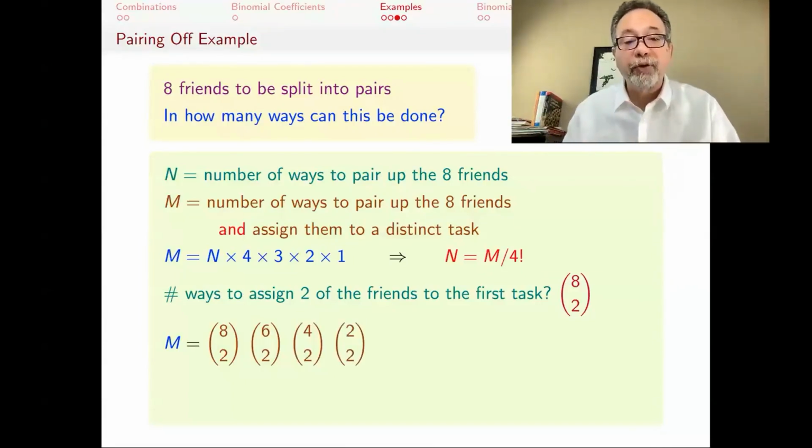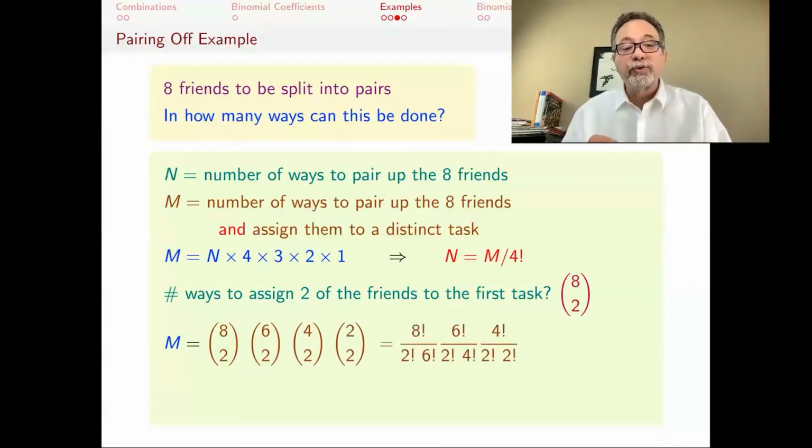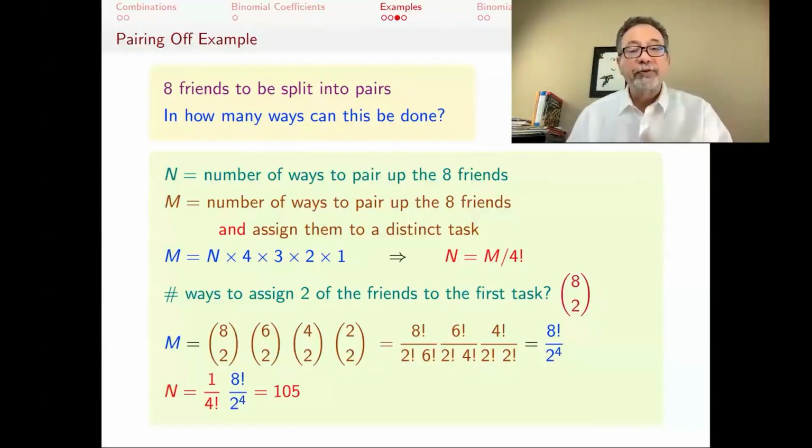So I've got a formula for M, and that's 8 factorial over 2 factorial, 6 factorial from our formula for binomial coefficients. The second one is 6 factorial over 2 factorial, 4 factorial, and so on. You notice that the 6 factorials cancel. The 4 factorials cancel. These 2 factorials, remember, those are just 2. So it's 8 factorial over 2 to the 4th. But M wasn't what I wanted. N was what I wanted. So I have to divide that by 4 factorial. And if you calculate that, you get 105. That's the answer.